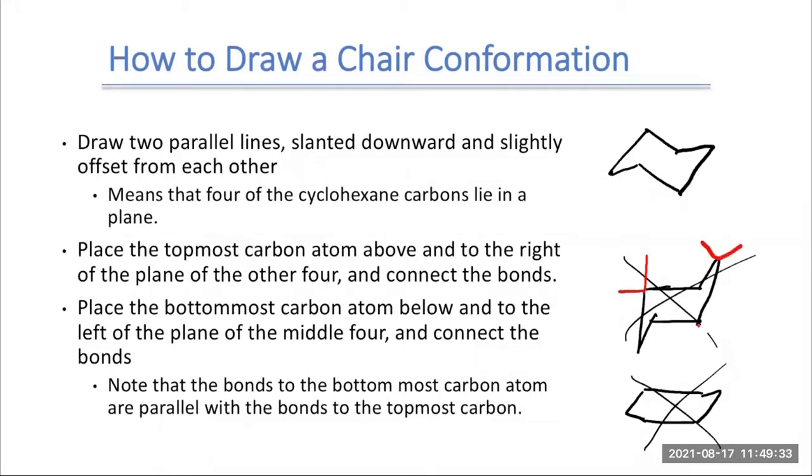So you can't tell which one is axial, which one's equatorial. Which means if you draw a ring like this and you're supposed to determine axial and equatorial, you can't tell it here. And if you can't tell it, I can't tell it. If I can't tell it, it's not correct. It gets marked wrong.